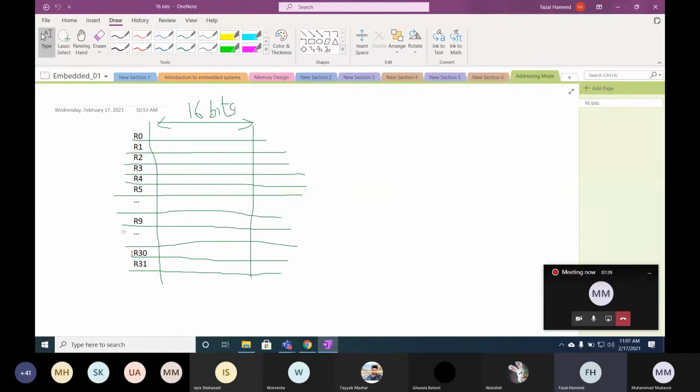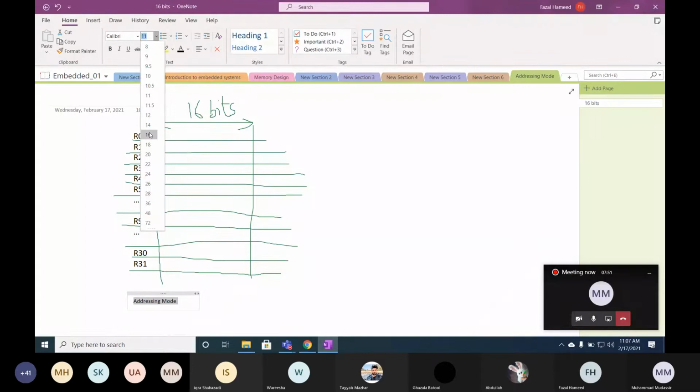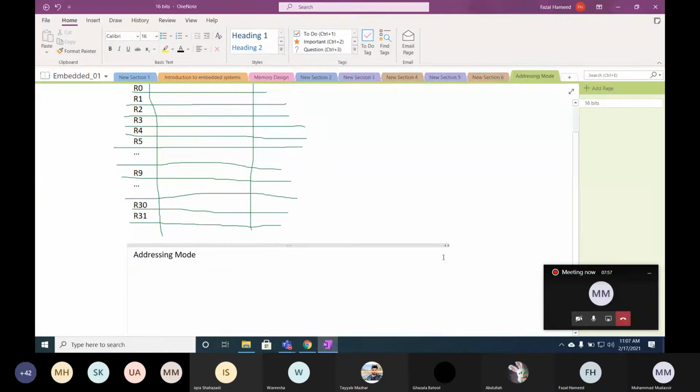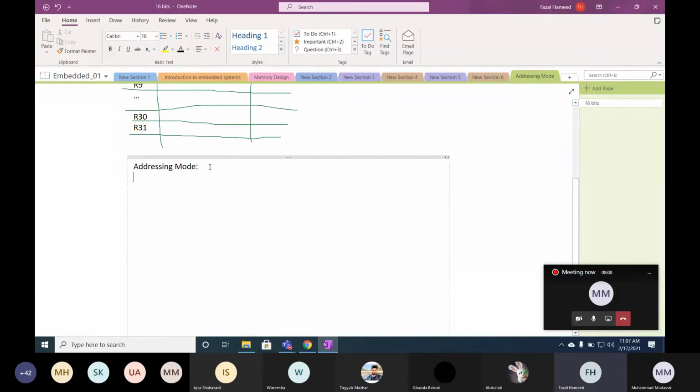Okay, so now I will explain this. So the topic is addressing mode. What is an addressing mode? क्या बता सकते हैं? What is addressing mode? कोई बता सकते हैं बेटा? Okay, so addressing mode defines where the operand is. What is an operand? जी बताएं. Anybody? सर जिसमें ऑपरेशन परफॉर्म होता है.